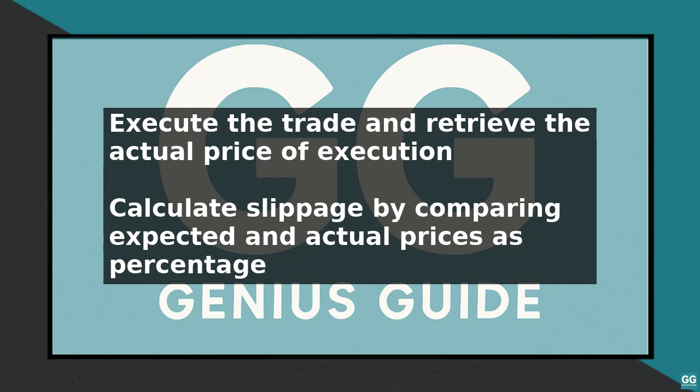For example, if the expected price of a trade is $100 and the actual price is $95, the slippage would be 5%. This means that the trade was executed at a price that is 5% worse than the expected price.